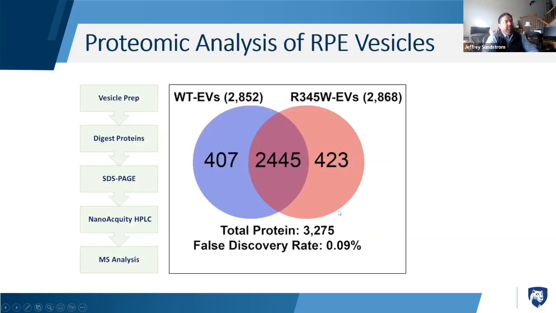So we did mass spec-based proteomics. We found about 2,800 proteins in each prep. They shared about 2,500 together, with a false discovery rate of 0.05.